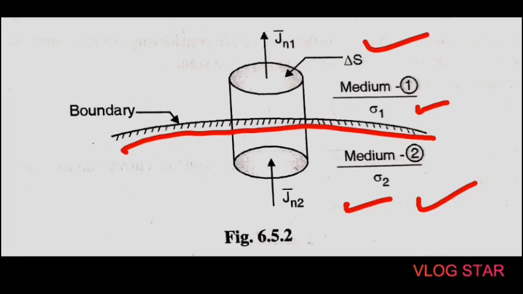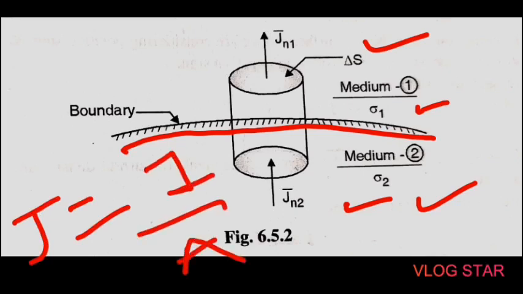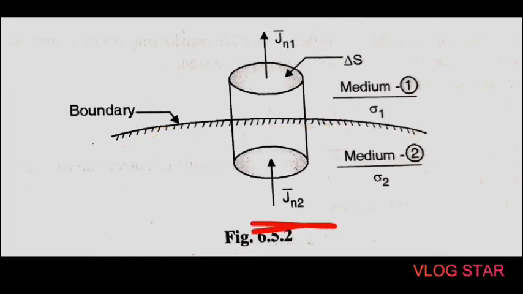Then the current density, we know that the current density which is denoted by J is given by current flowing per unit area. Okay, so here the current density Jn1 comes out from the top surface of this cylinder, this is Jn1, and the density Jn2 enters into the bottom surface of the cylinder. Means what here? This Jn1 is entering and this Jn1 is leaving the surface area.